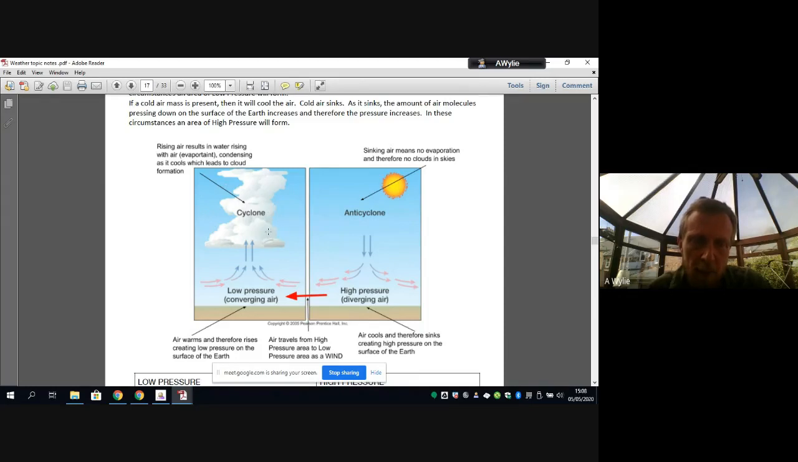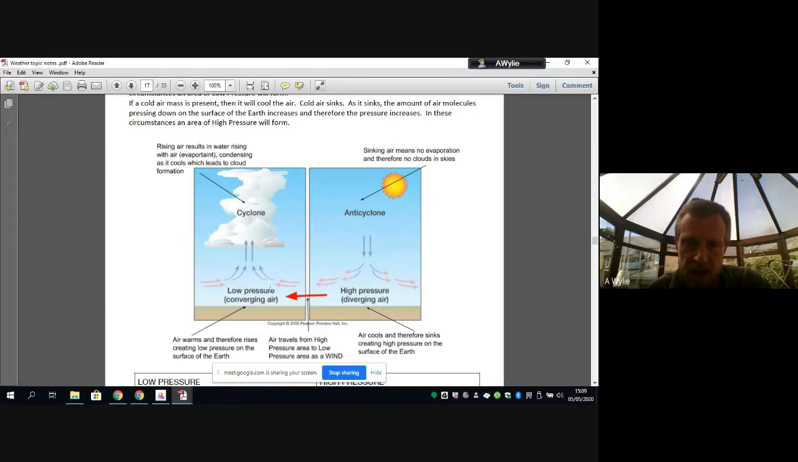So what happens is on the surface, and that's where you and I are, you end up with low pressure because the air's all going up. So any area where the air's warm and rising, you end up with low pressure and you will tend to get huge amounts of clouds. You'll also get lots of wind in these areas.